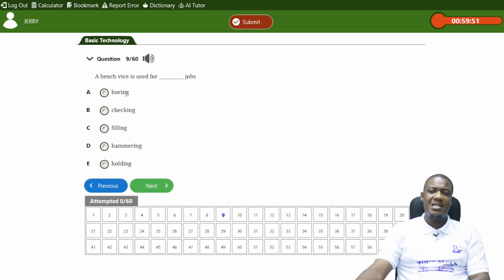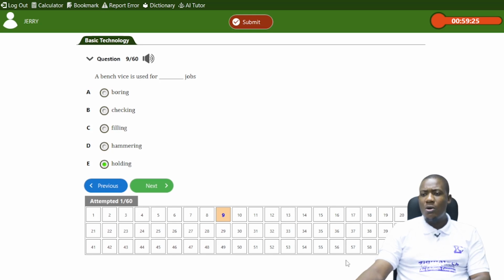A bench vise is used for dash jobs. Option A, boring. B, checking. C, filing. D, hammering. E, holding. Of course, a bench vise is specifically used for holding jobs. It's a holding tool. So the right option here is option E.